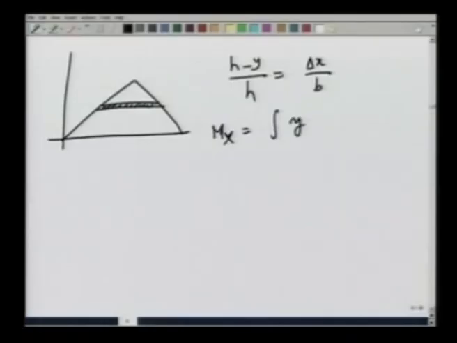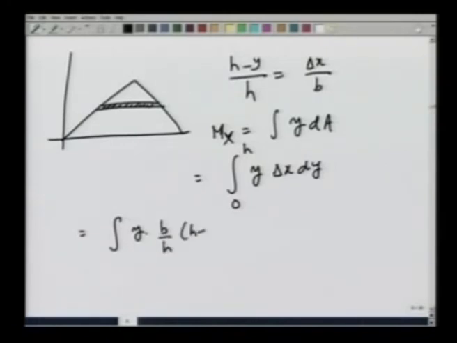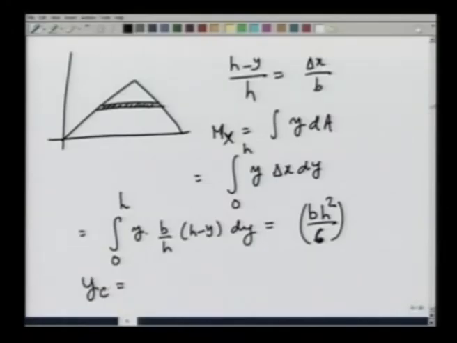is going to be equal to integration y dA, which I can then write as y delta x dy, y varying from 0 to total height h, and this comes out to be y delta x is b over h, h minus y dy, and you do this, this comes out to be b, y varies from 0 to h, this comes out to be b h square over 6, and therefore y c is going to be m x divided by the total area, which is b h square divided by 6 over b h divided by 2, which comes out to be h over 3.